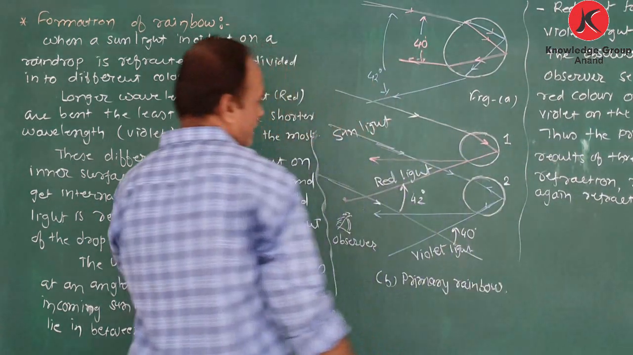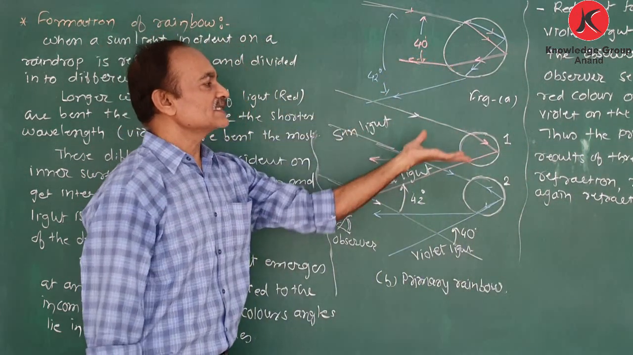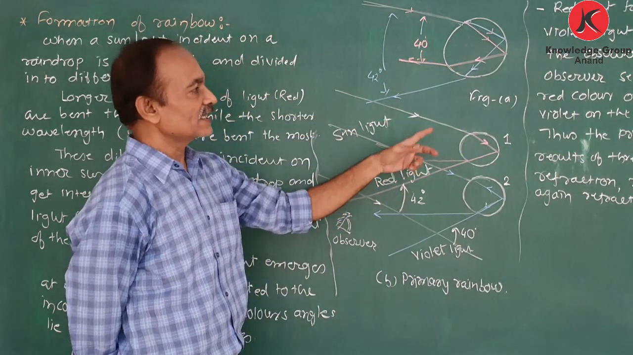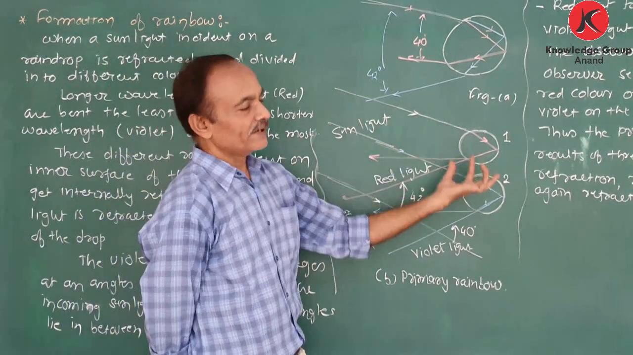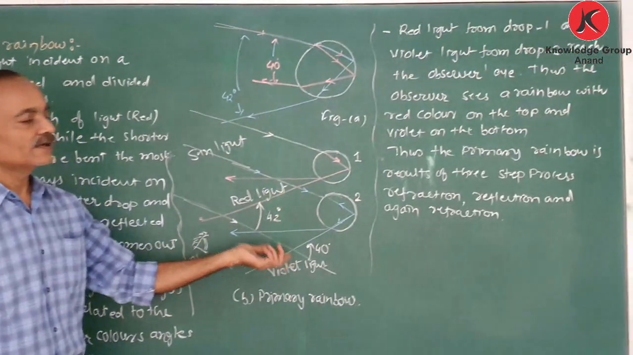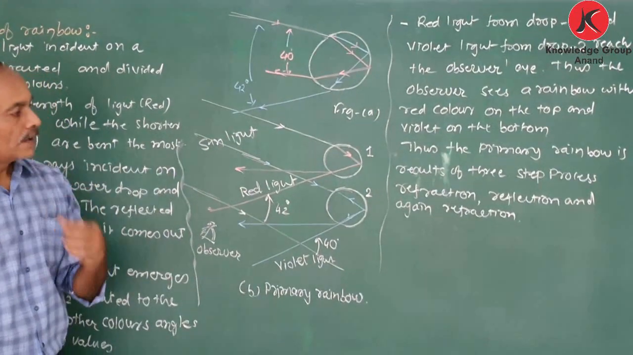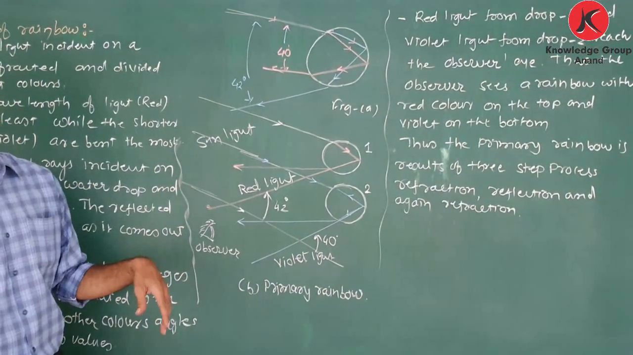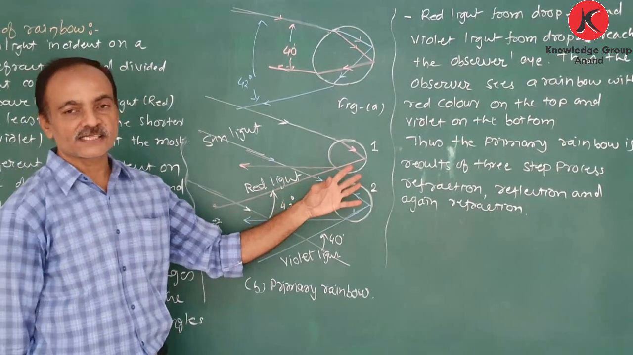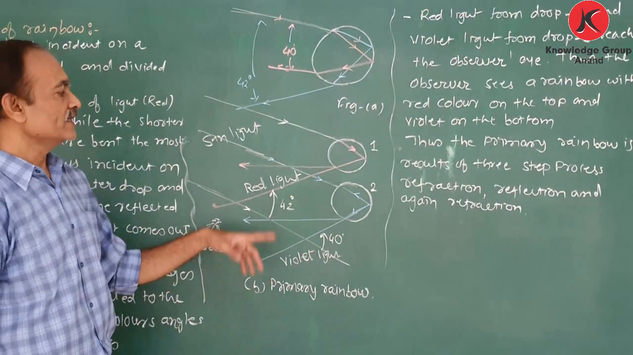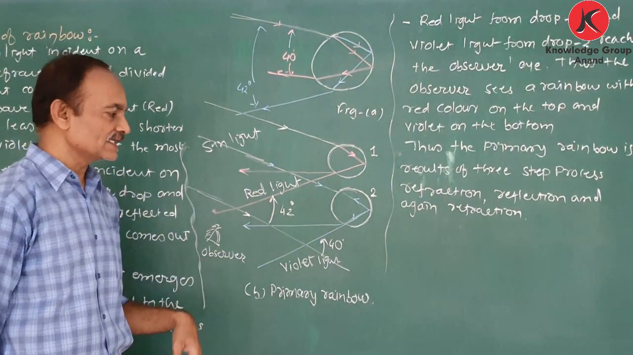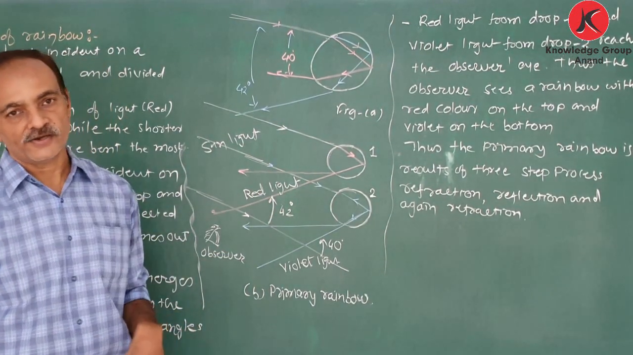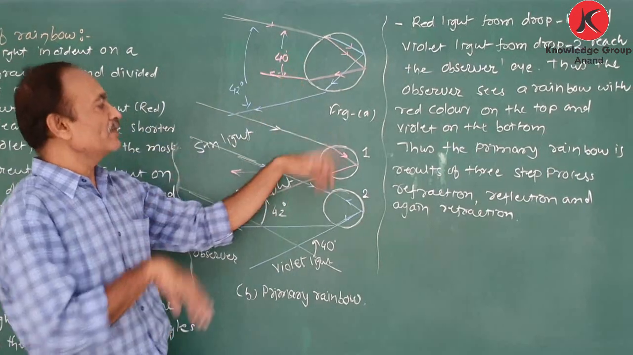Okay. Now, when the rain is incident, that means the rain is continuously taking place. At that time, the different color bands are continuously dispersed by the drops. At that time, how is the rainbow formed? Here we consider two drops. The red light is affected by the first drop and the violet light is affected by the second drop. Again, the same phenomenon takes place.